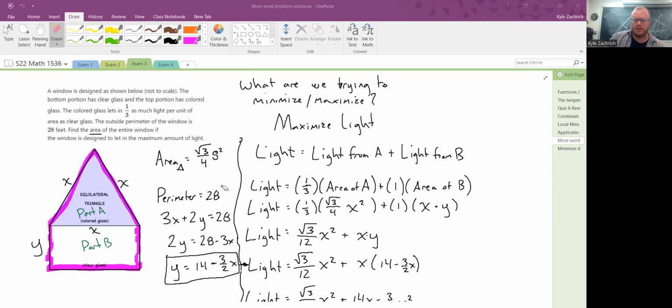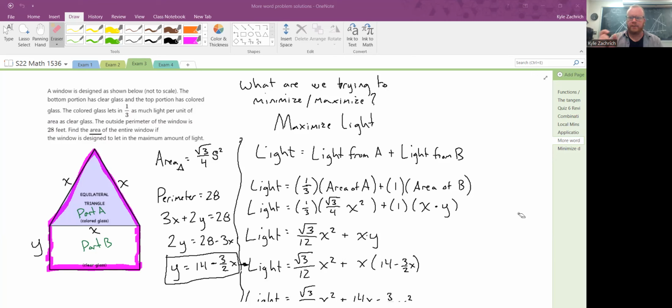I'm going to try and put that into an equation. So here I'm trying to maximize the light. And I can say that the total light is equal to the light from this top part plus the light from the bottom part. It's going to be 1/3 as much light in this top part, so I put a 1/3 out in front. And then area of an equilateral triangle or area of a semicircle. Those are things I had suggested you memorize, that equilateral triangle one.